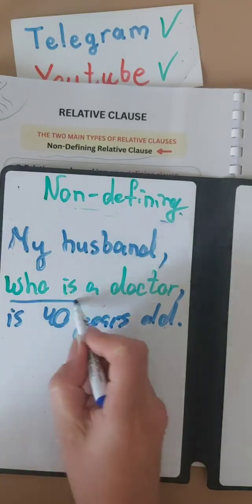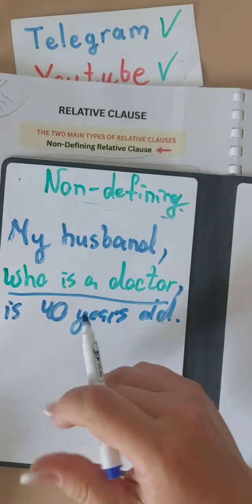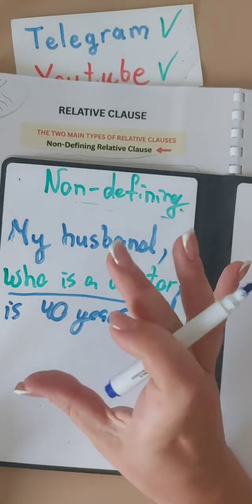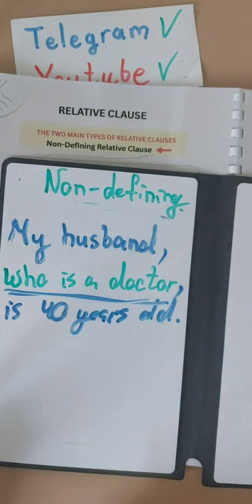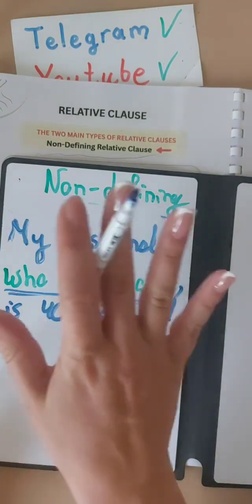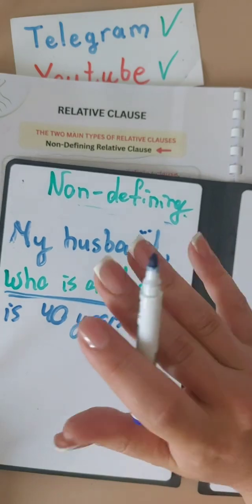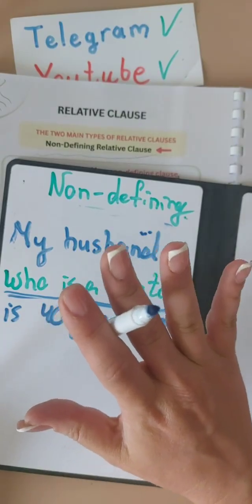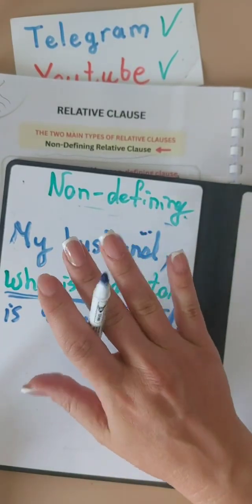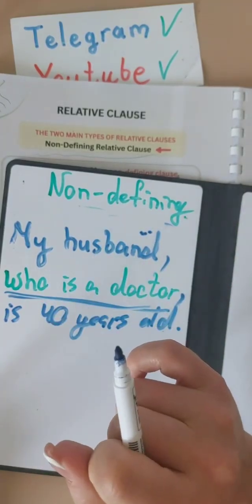Okay, this is just extra information. We added just more details. Maybe we just wanted to show off a little, right? To make the listener know that our husband is a doctor or something like that. This information is extra, okay? Your husband doesn't need essential information to be identified. If you have 5 of them, if you have 5 husbands, then you need essential information to identify which one.